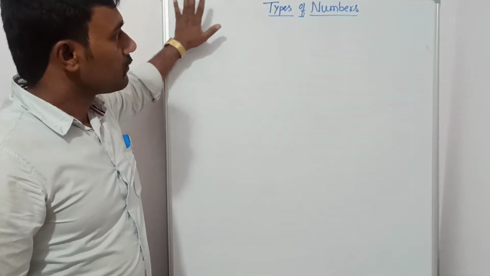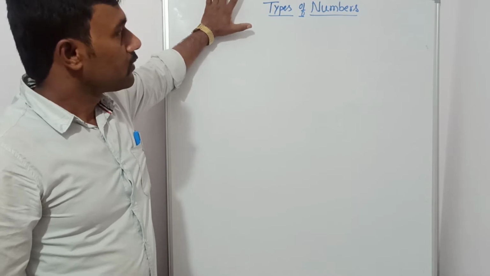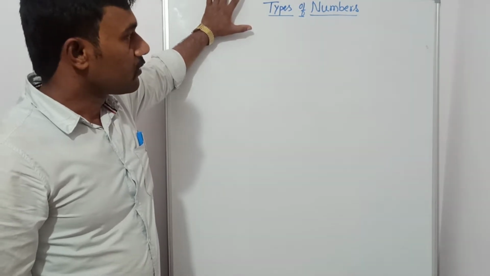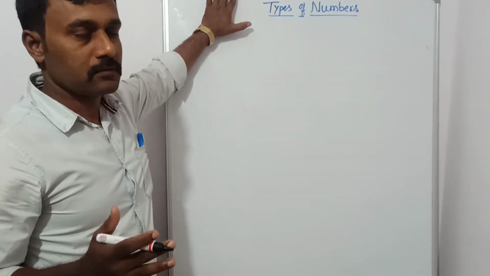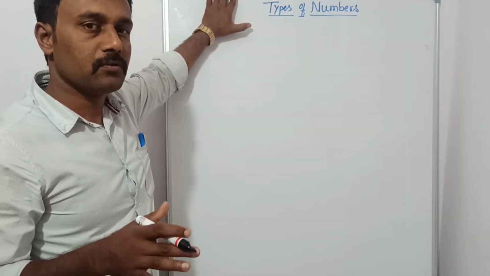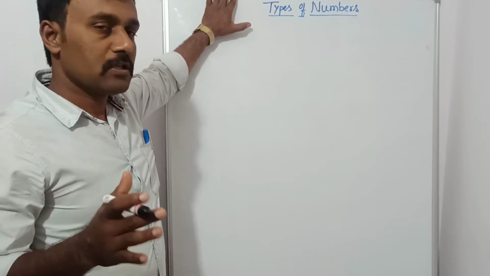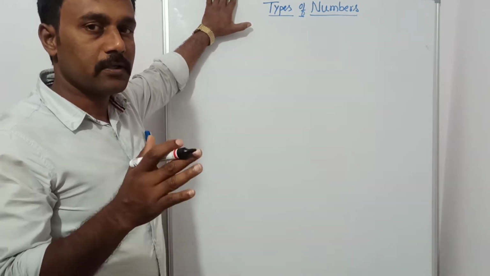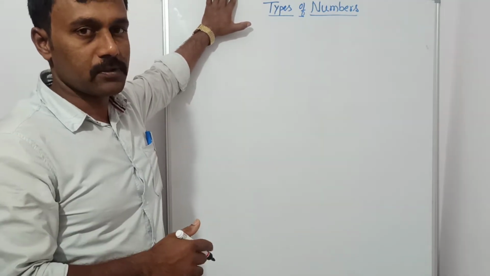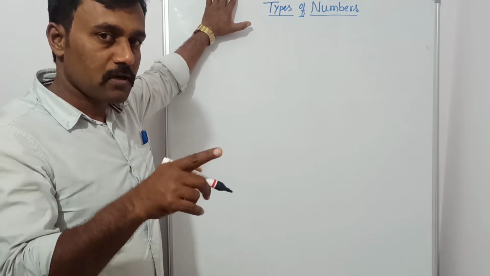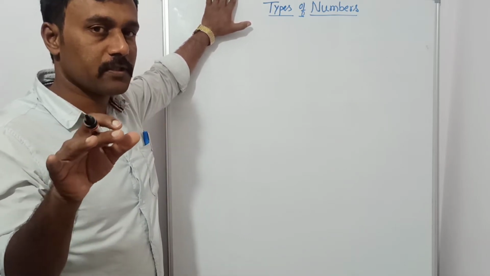In this class, we are going to discuss types of numbers, and understand how numbers are classified. Generally you know that numbers are classified into two types, even numbers and odd numbers. Those numbers which are divisible by 2 are called even numbers, and the numbers which are not divisible by 2 are odd numbers. So this is how we classify the numbers.